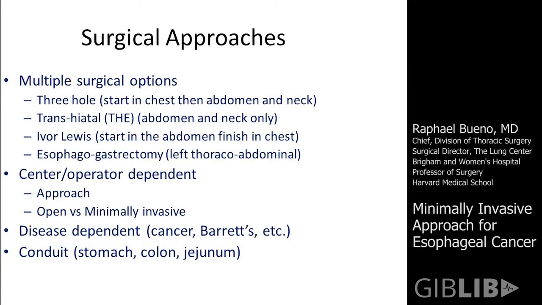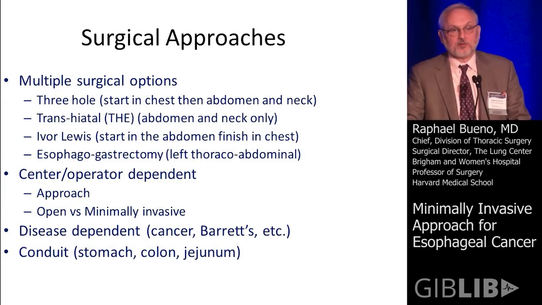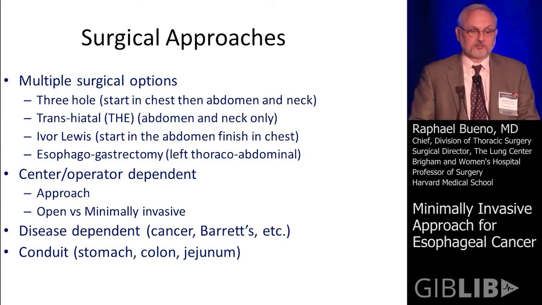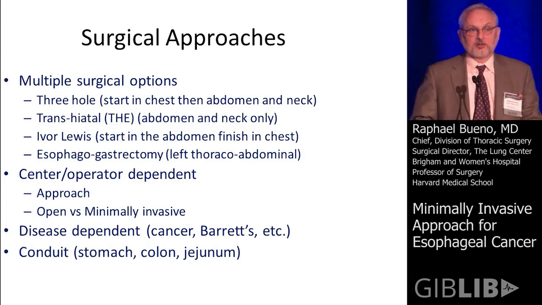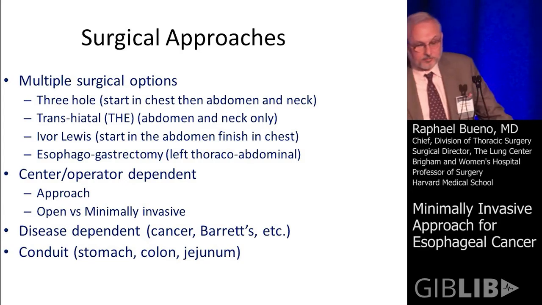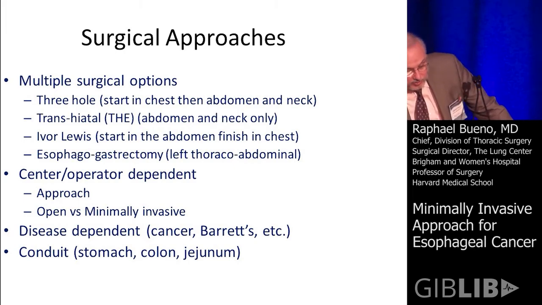What are the surgical approaches? There have been multiple approaches. There is the three-hole, there is the transhiatal, there is the Ivor-Lewis, and there is esophagogastrectomy. The type of operation is often center or operator dependent, and it can be open or minimally invasive. Some of the approaches also depend on the type of disease you're dealing with and on the conduit. Really, the various surgical approaches pretty much only vary by the place where you put the anastomosis, whether it be in the neck, in the chest, or lower down in the chest.